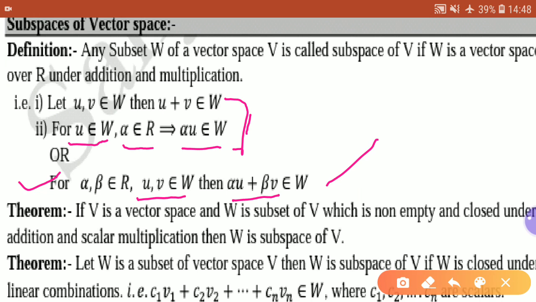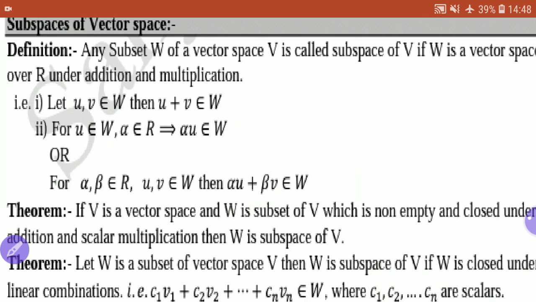Now W will also be given in the form of a set. So consider any two elements of that set and verify these two conditions or this condition. From that you can claim whether W is a subspace or not.